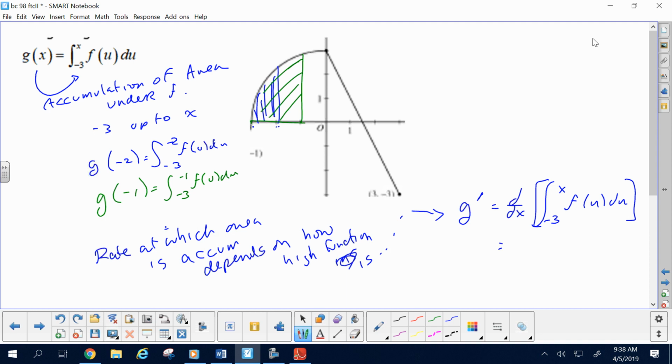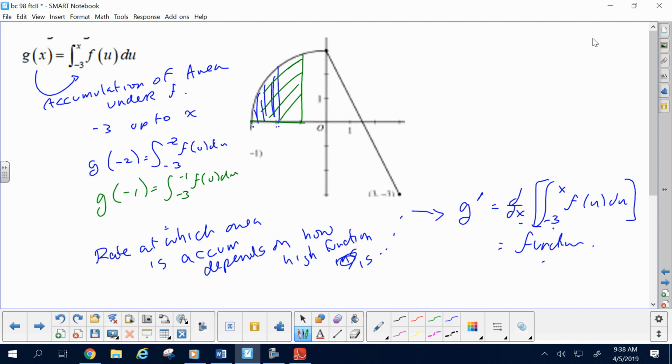We're kind of switching those here. In essence, we're saying the derivative of the antiderivative is, say it, the function, okay? Or f. Now that is actually exactly what we said here. The rate at which area is accumulated depends on how high the function is.